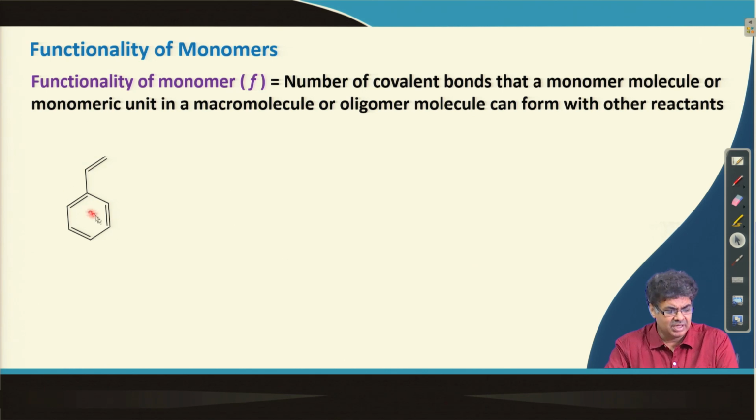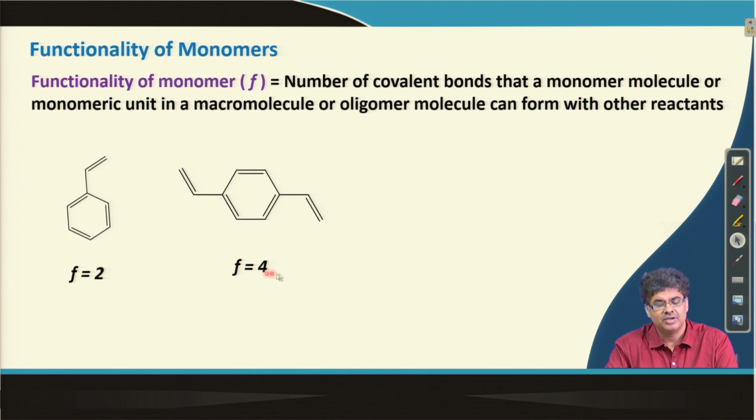Just to summarize and complete the story about functionality, if we have a monomer like styrene, then it can form 2 bonds, on both sides. So, F is 2. And if you have divinyl benzene, then it can form 4 bonds, to this side and to this side. So, F is 4.